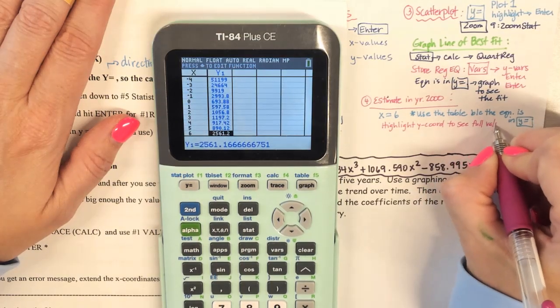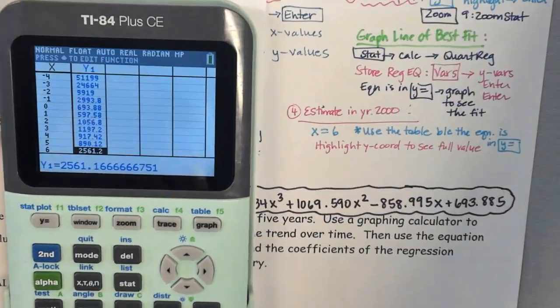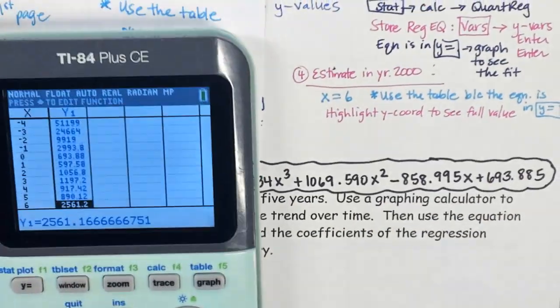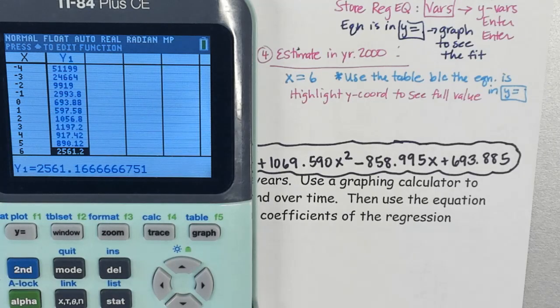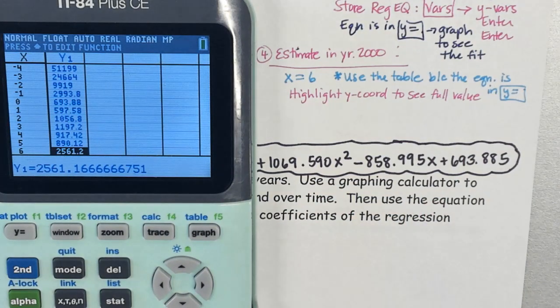Okay, you need to highlight the y-coordinate so that you can see that full value, because in our table, I can just see 2561.2. Okay, they rounded that value. Whenever you're dealing with money, what place should you always round to? The nearest hundredth, because it's the nearest cent, right? Unless it says round to the nearest dollar, you are going to be rounding to the nearest cent.